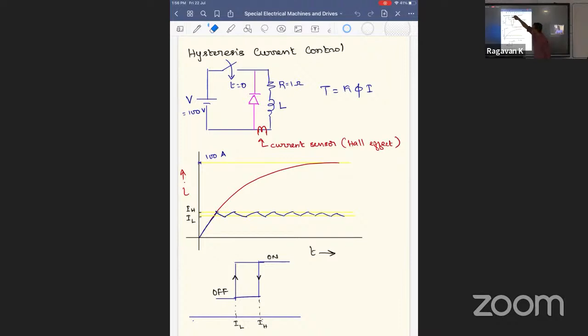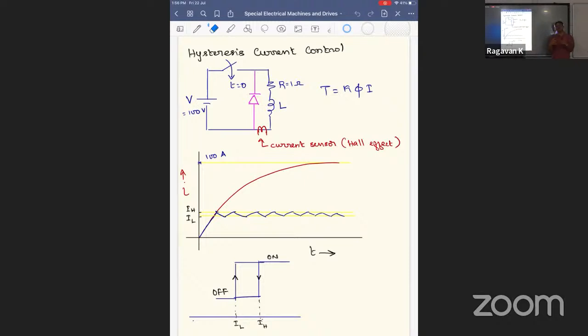Then again, the current will increase from 24 to 26. Once the current touches 26, I will open it. So the current is controlled between 24 and 26 ampere by closing the switch and opening the switch. So this diode is called a freewheeling diode because it is playing the same role as that of the free wheel that we have in the cycle.